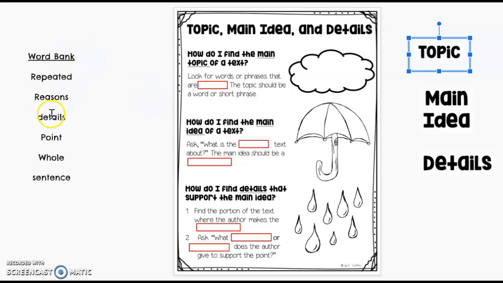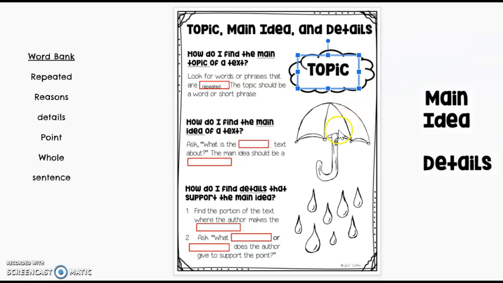So we're going to go over here and what have we talked about? We're going to look for words or phrases that have been what? That are repeated. So we're going to type in the word repeated. All right? The topic should be a word or short phrase. So we know that we're going to drag this, this is our topic. Okay? They're talking about the topic here.